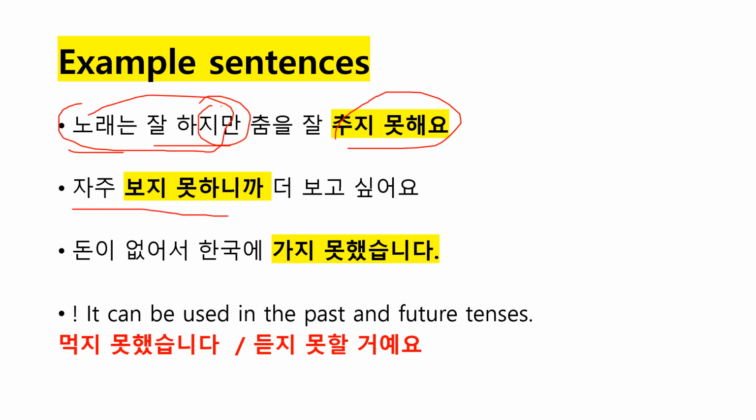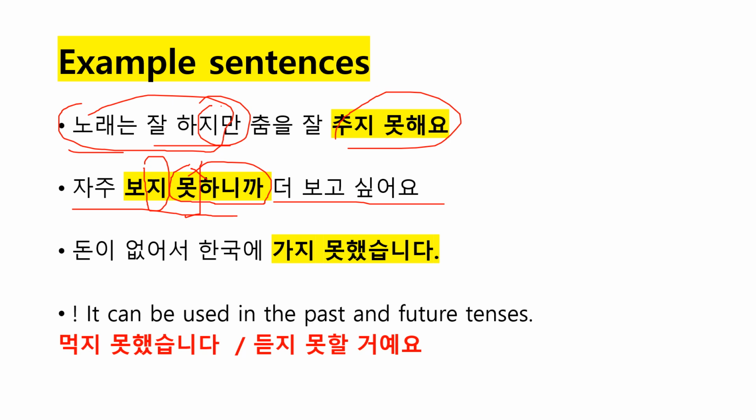Next one. 자주 보지 못하니까 더 보고 싶어요. Since we are not seeing each other often, I want to see you even more. 자주 보지 못하니까. As you can see, there's 지 and then 못하다. There's no space, right? It's used as one word. 자주 보지 못하니까 더 보고 싶어요.